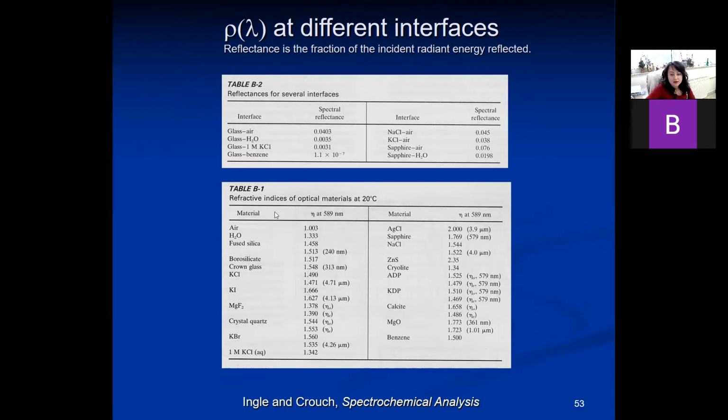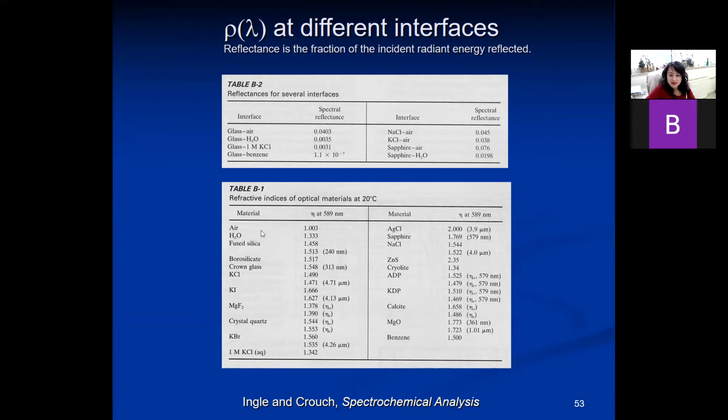Here, there are some refractive index values of materials at 20 degrees. Here, you can compare them. These are the reflectance values. These are different from each other. Here we should give two combinations: glass-air, glass-water, glass-benzene, sapphire-air, sapphire-water, etc. There should be two components for the reflectance value. But for refractive index values, you are just giving one material, like benzene, etc.